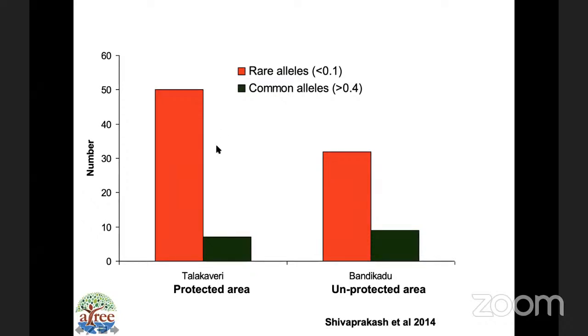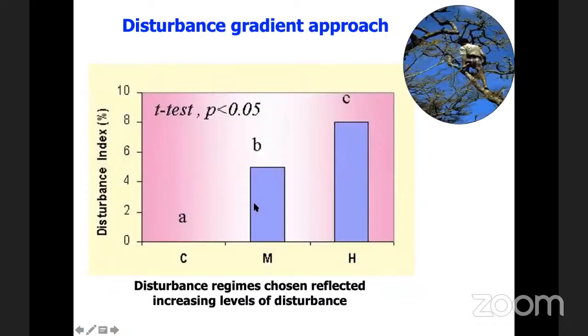The protected area within Talkaveri had, for example, almost about 50 rare alleles, whereas just outside the protected area, the Talkaveri populations, which are again subjected to harvesting, had fewer, about 30. This is comparing protected and unprotected areas, Talkaveri and Bandikadu. If you look at common alleles, there is not much change, but the rare alleles are actually lost when harvesting is high.